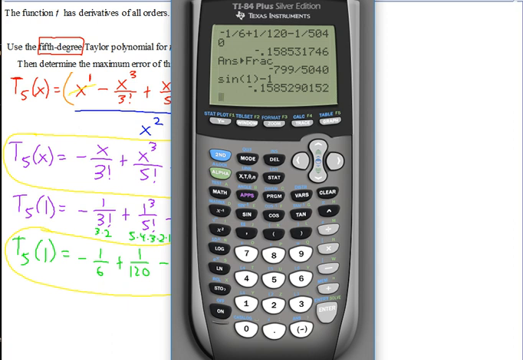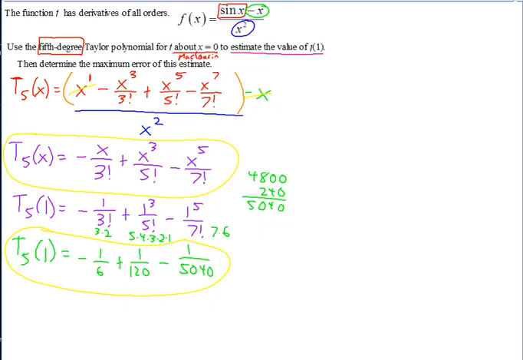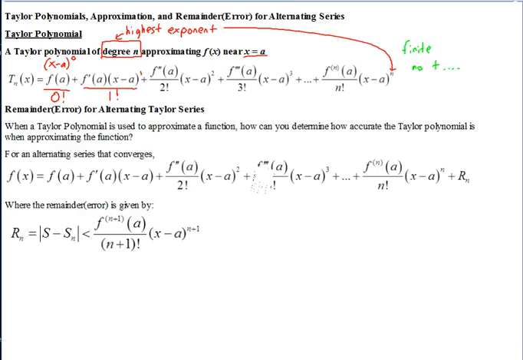But what if we wanted to know, and we didn't have a graphing calculator, what's the most we could be off by? Is this an acceptable approximation, or do we need to be more accurate? So in order to determine the maximum error of this estimate, we just saw how much it was off by, but if we didn't have our calculator to figure that out, that's where we go back to this remainder error for alternating series.